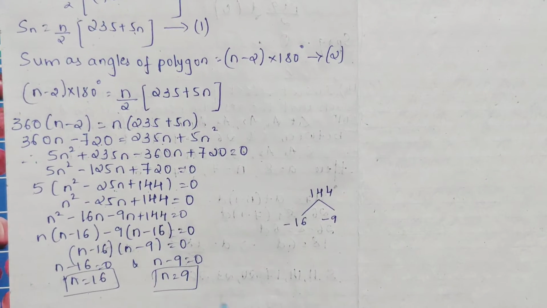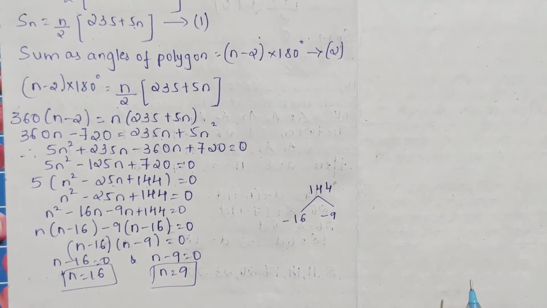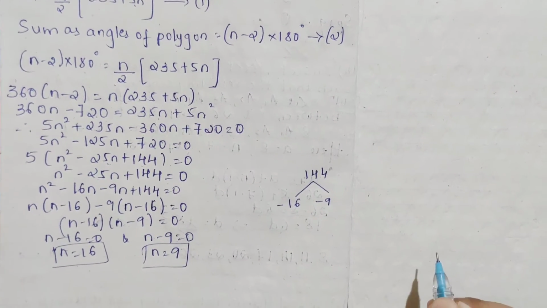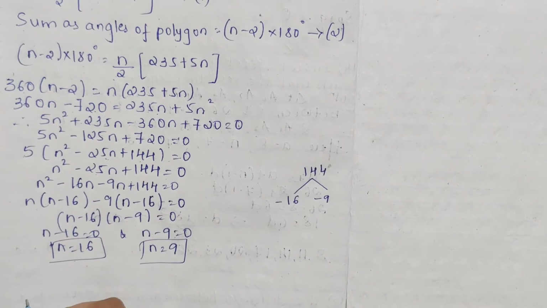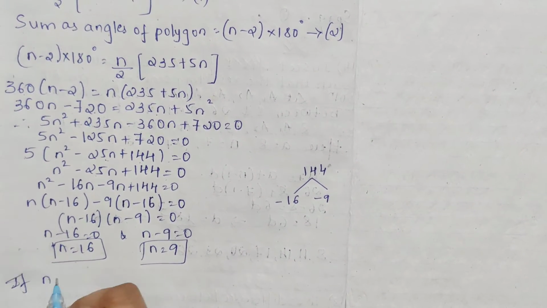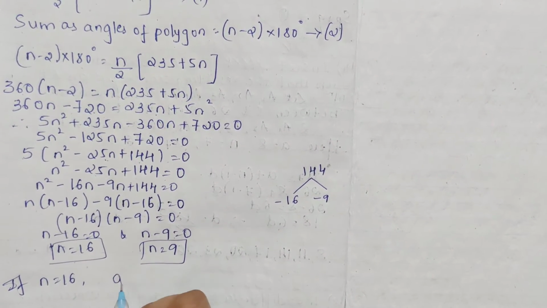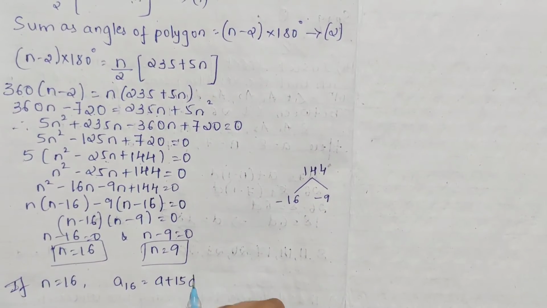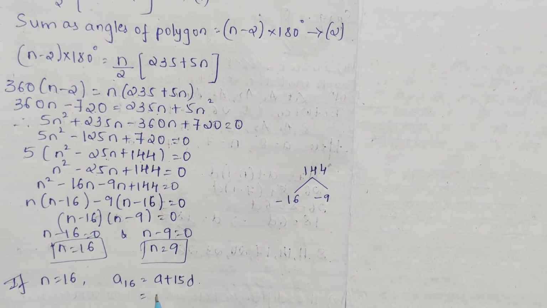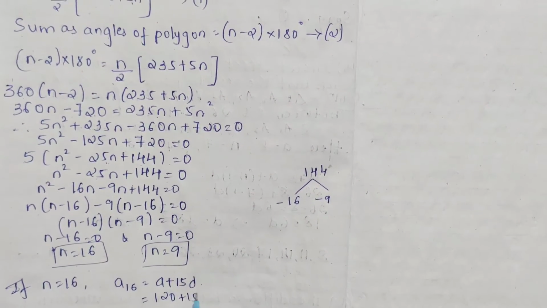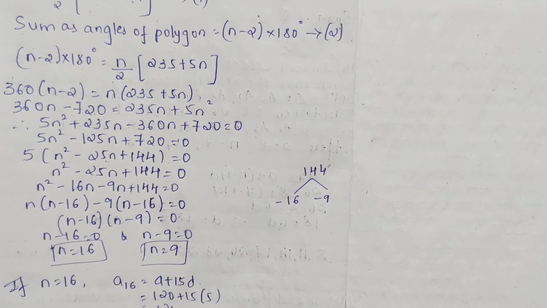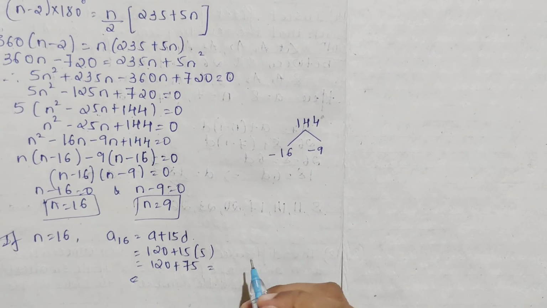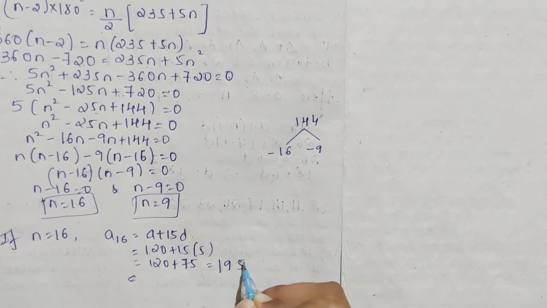So, we will check what will be the number of sides, 9 or 16. So, if we take n as 16, if n is equal to 16, which means a16 is equal to a plus 15d. Right. So, a we have 120 plus 15, d is 5. So, 120 plus 15 5s are 75. So, 120 plus 75 is 195.